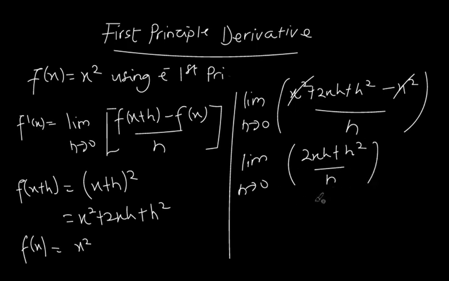Now from here, because we have h over here, this is more like 2xh divided by h, and then we have plus h squared divided by h.